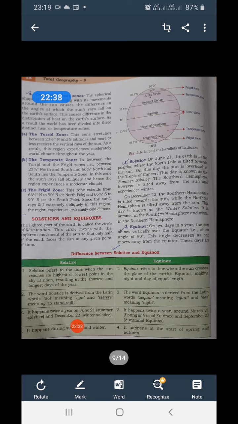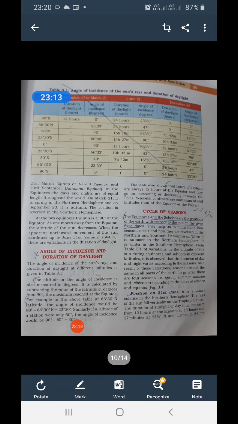On other latitudes, it is shining only once. Tropic of Cancer, once a year. Tropic of Capricorn, once a year. But when it is moving, it shines on the equator twice, on March 21st and September 23rd. And this March 21st is the spring equinox, and September 23rd is your autumnal equinox. So you learn this table, the definition and the difference between your solstice and equinox.